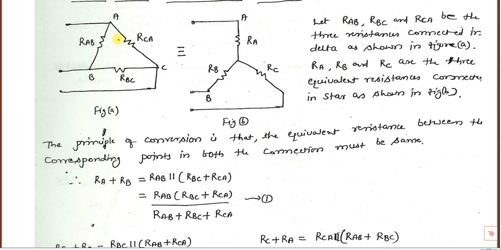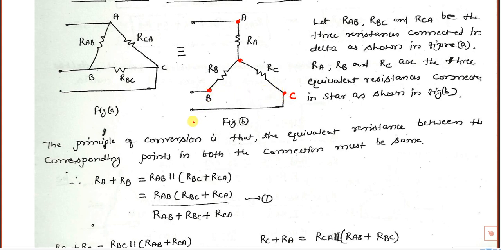In the given network, this is the delta network and this is the star network. Let the three nodes be A, B, C. Between the same A, B, C nodes, let us write the resistances. Between A and B, let me call it RAB. Between B and C, RBC, and between C and A, RCA. And here, this is a star network from the midpoint, only one star. Let me call it RA, which is connected to A, RB, which is connected to B, and RC, which is connected to C.